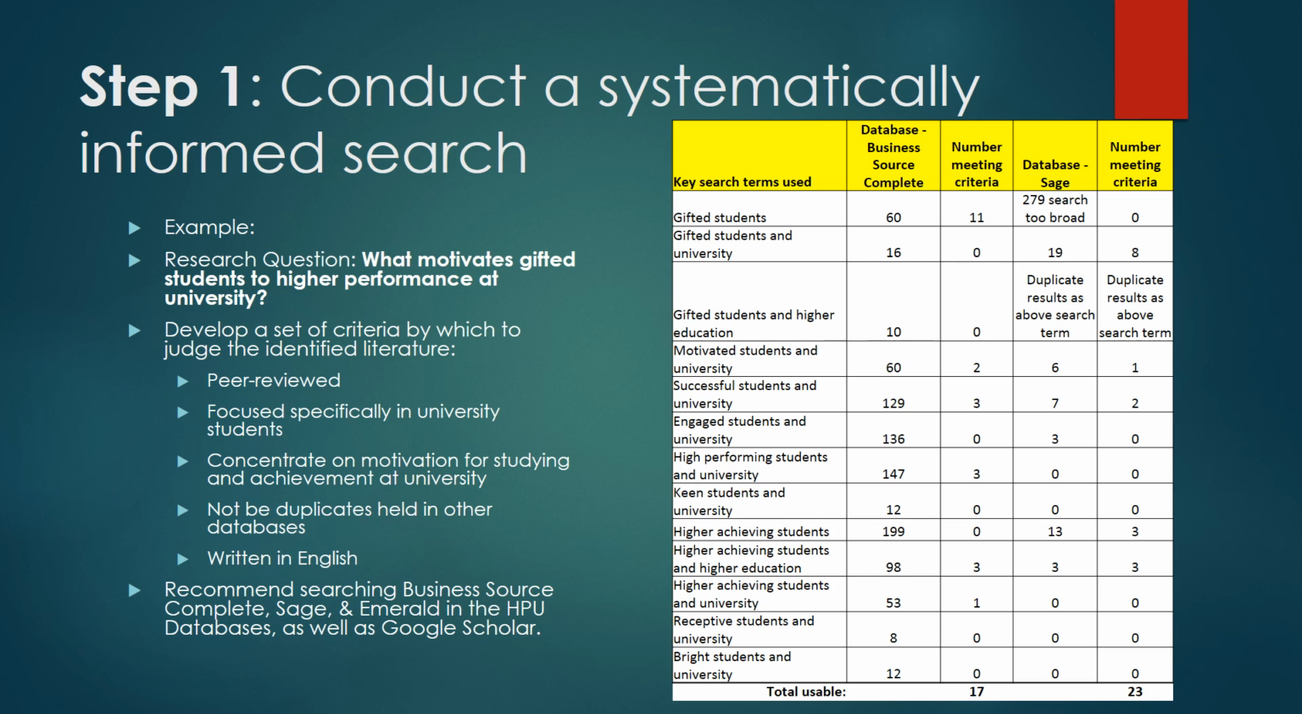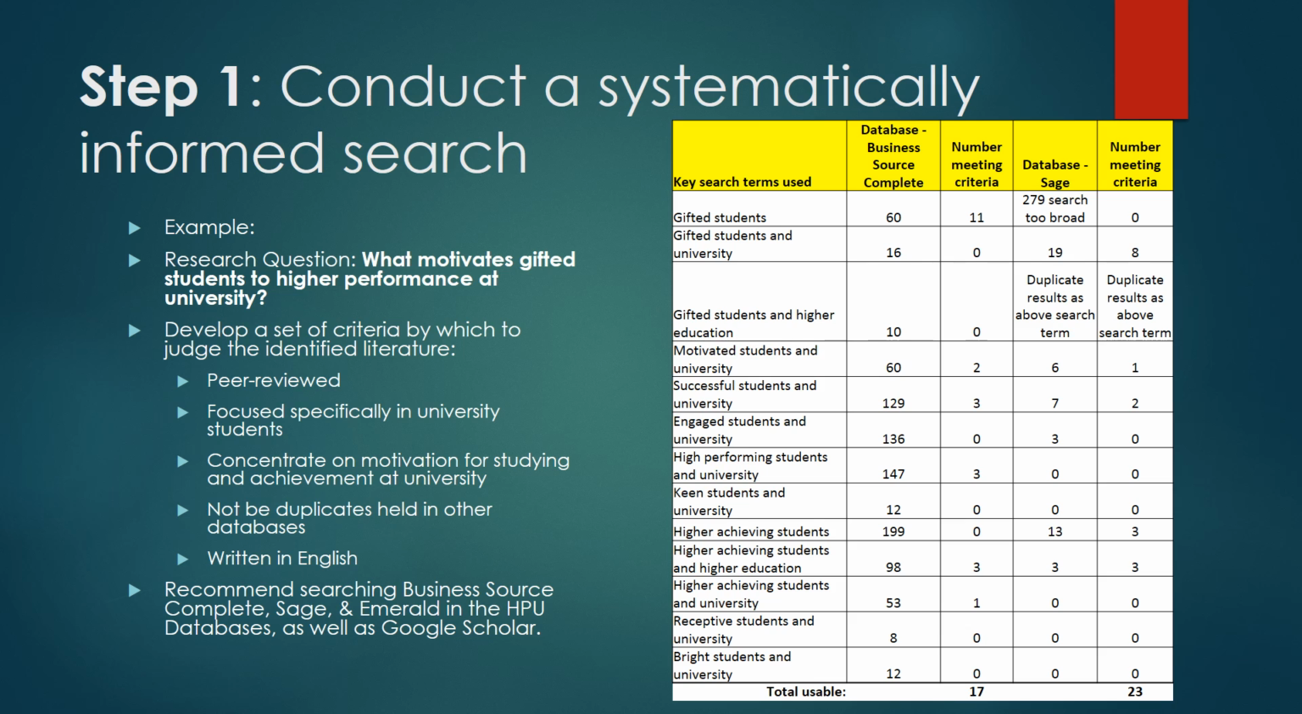I do recommend that you start by searching the Business Source Complete database, followed by Sage and Emerald in the HPU databases. Those are available through the library tabs on Pipeline. I also recommend that you search Google Scholar as well. Now, what you see on the right-hand side of our screen is a simple spreadsheet in Excel. I've listed here the key search terms that were used, as well as the number of hits that I got in each database, followed by the number of articles that meet my criteria.